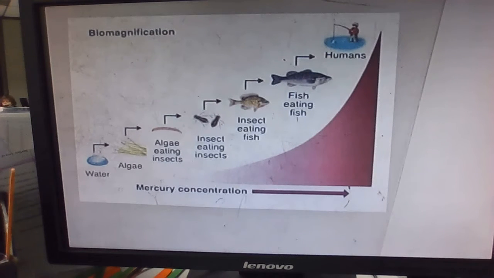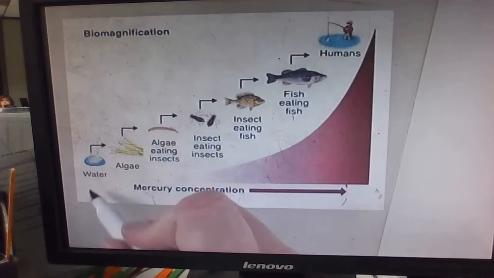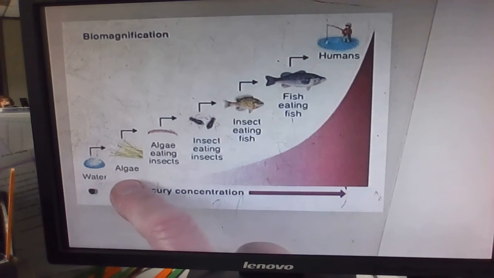So this is a great diagram so far, but we're going to add a little bit to it. First diagram is water. Let's say that a dot represents a molecule of the pollutant. Got lots of water, so my pollutants can be spread out quite a bit. However, the algae that lives in the area are going to take in quite a bit of water within their lifetime, so they're going to take in more than one pollutant.